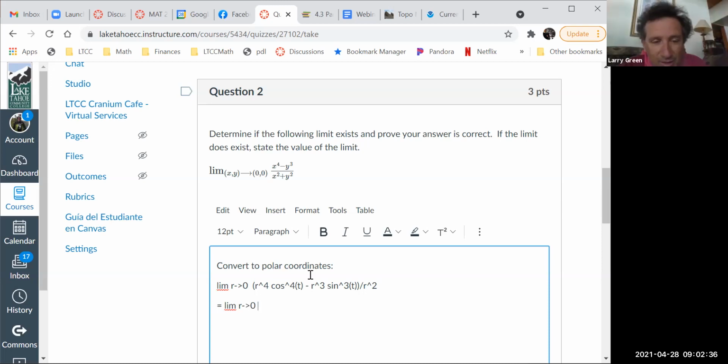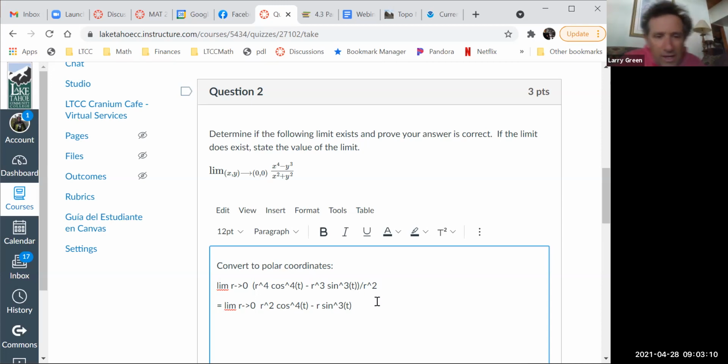So that's the limit as r goes to 0. When I divide, what does it become? We're going to have an r squared, because r to the fourth over r squared is r squared, cosine to the fourth of theta or t, minus, and the next term, if you take r cubed divided by r squared, we get r sine cubed of t, just like that.